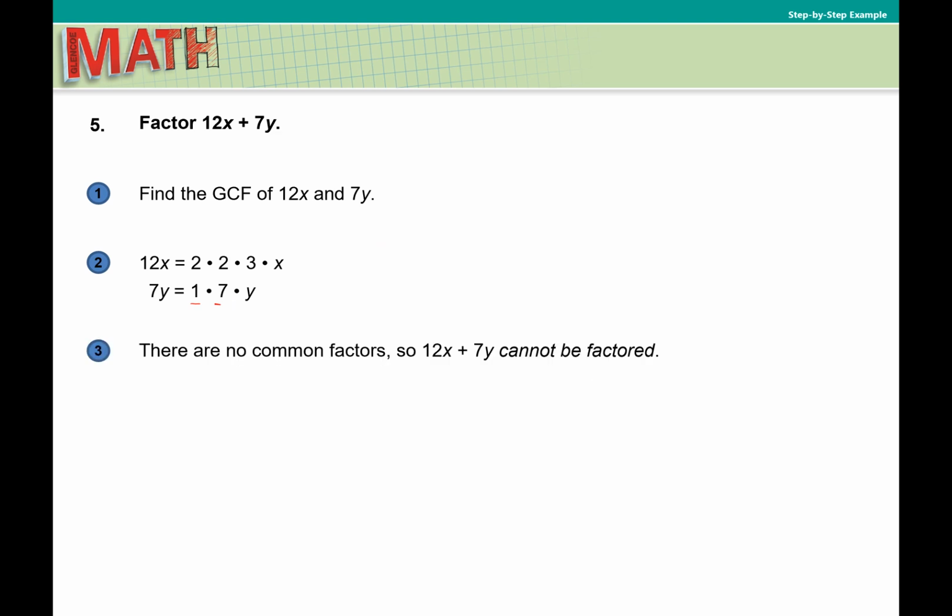And there's nothing to circle. There are no common factors between those two monomials. Therefore, 12x plus 7y cannot be factored. Okay, you will run into some of these where you can't factor this out because there are no common factors between your two monomials. You can't simplify it anymore.